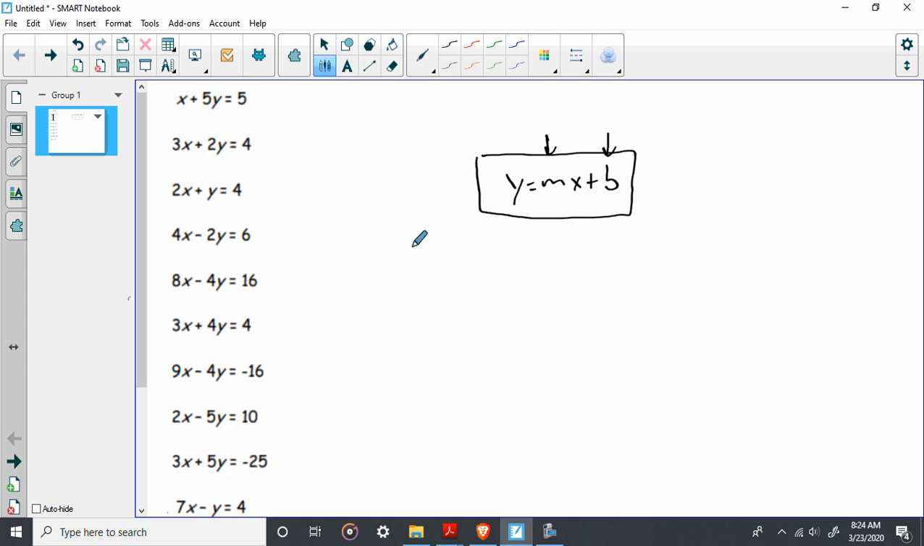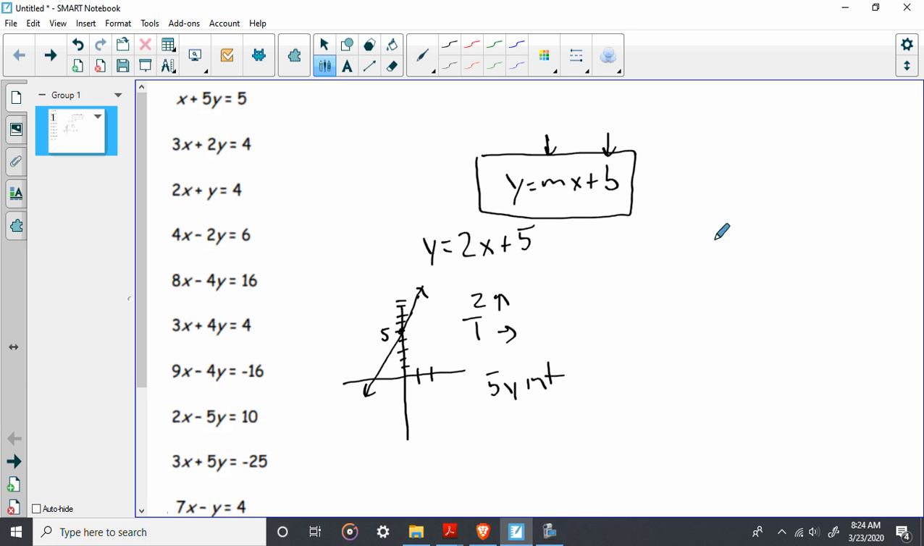But also, if you wanted to, you could make a table of values. So if we said y is equal to 2x plus 5, we know that means we're starting at 5, and we're going up 2 over 1, and then up 2 and over 1 again, and we could just keep going with that pattern. 2 is a fraction, 2 over 1, that's my slope, so it's up 2 over 1, and 5 is my y-intercept. It's also useful if we were making a table of values.